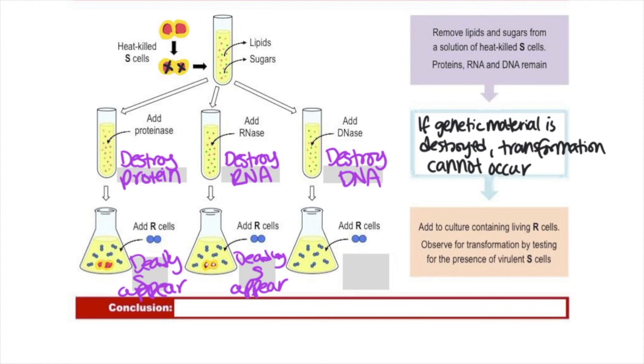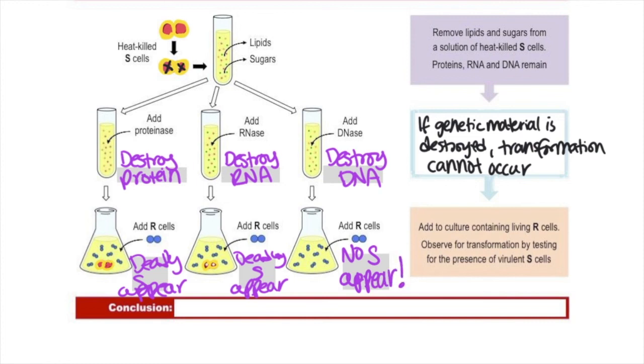In the last trial, they destroyed the DNA molecules inside of those bacterial cells. And when they added the living R cells, which were harmless, to the mixture, guess what did not appear? There was no transformation. There were no S cells that appeared. Okay, so let's write this down. No S appear.